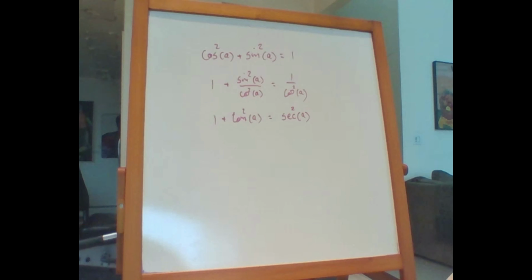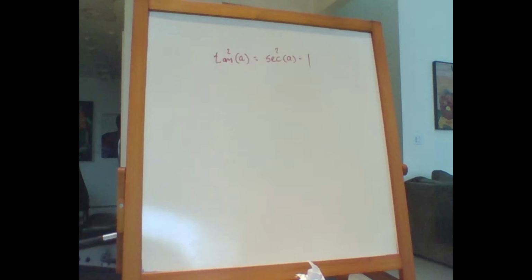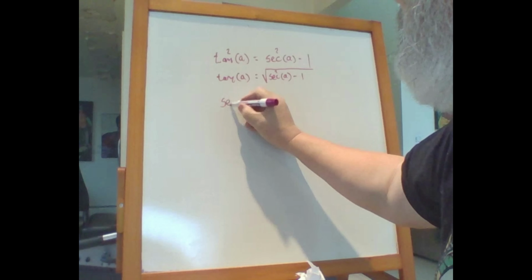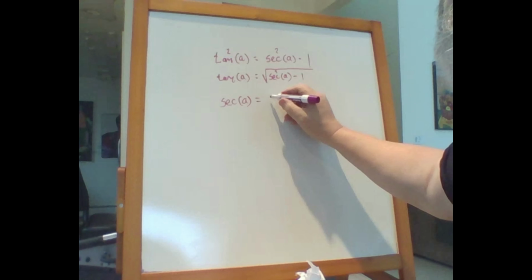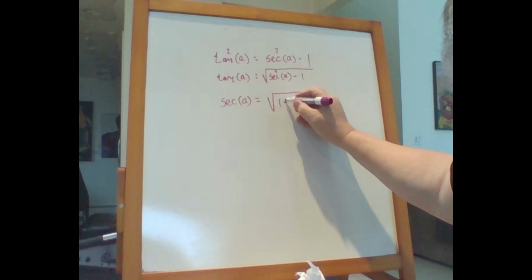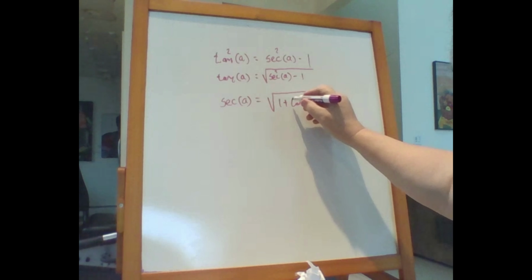Oh, consequently, on that, we could also say the tangent squared of the angle is equal to the secant squared of the angle minus 1. So conversely, we can say the tangent of A is equal to the square root of the secant squared A minus 1. And likewise, secant of A could be equal to the square root of 1 plus the tangent squared of A. So there are variants on the theme. These are all trigonometric formulas and identities.